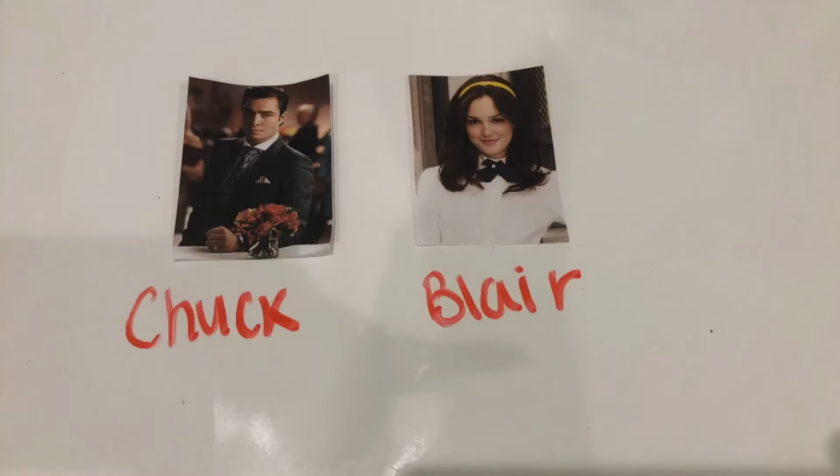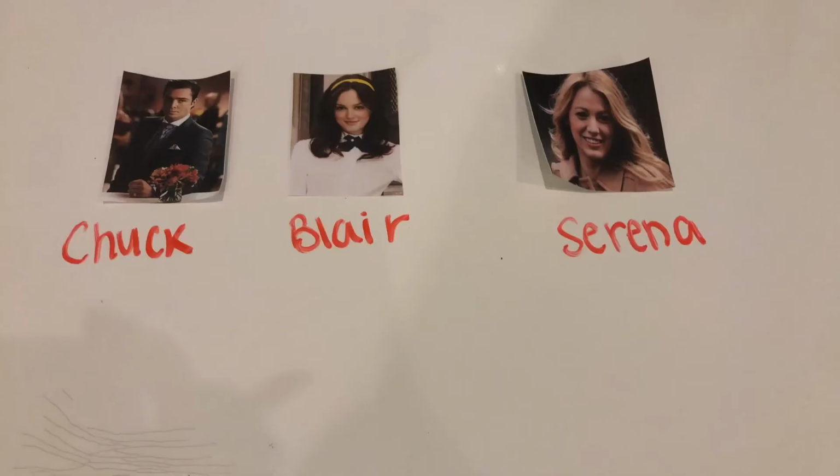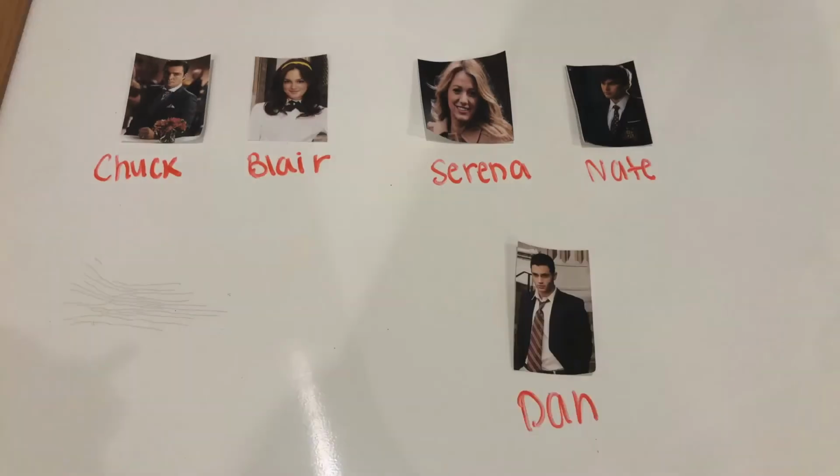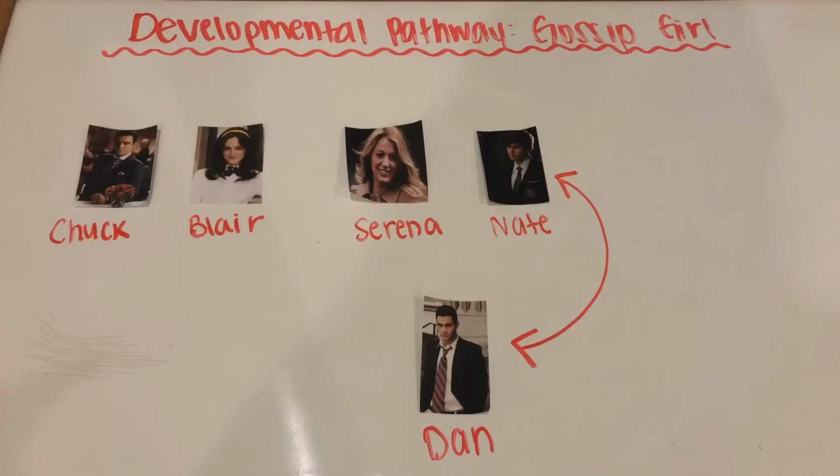Specifically, Chuck and Blair are in a relationship, Blair and Serena are best friends, Serena and Nate used to be in a relationship, and Serena used to be in a relationship with Dan. In the show, there came a moment where Nate was more determined than ever to find out who Gossip Girl was, and began an investigation.